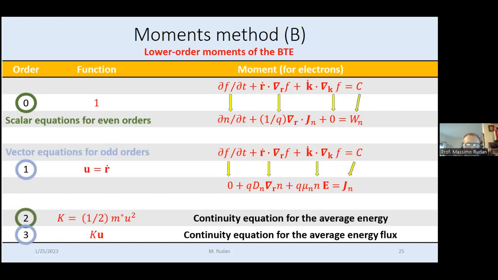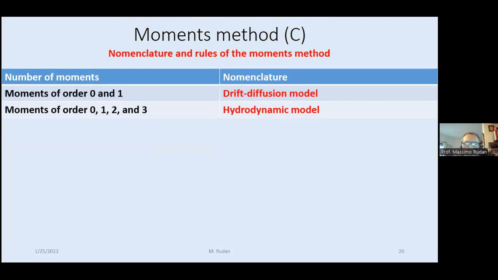You may observe that equations of even orders come from the multiplication by a scalar, one or U squared. So they are scalar equations. Equations of odd orders come from the multiplication by a vector. So they are vector equations. If we put these things together, we note that the moments of order 0 and 1 provide, as anticipated, the drift diffusion model. The moments of order 0, 1, 2, and 3 provide a more sophisticated model that is called hydrodynamic because of the analogy with the fluid dynamics.